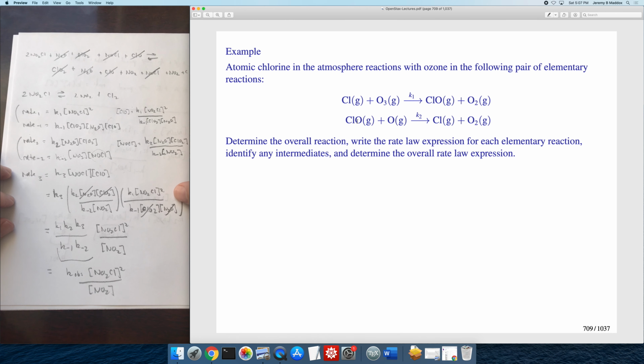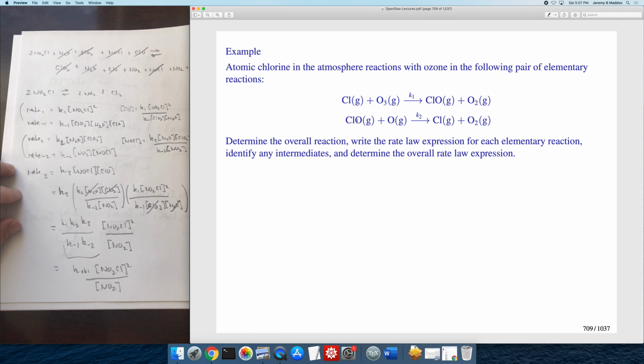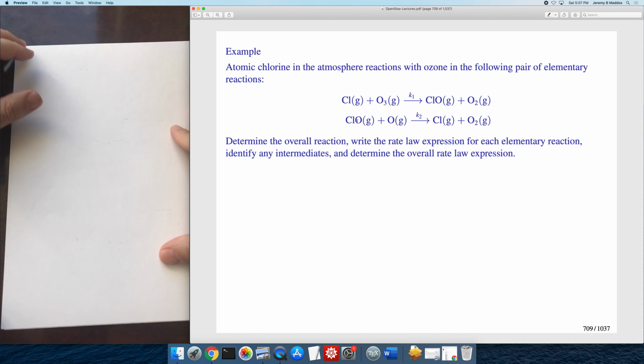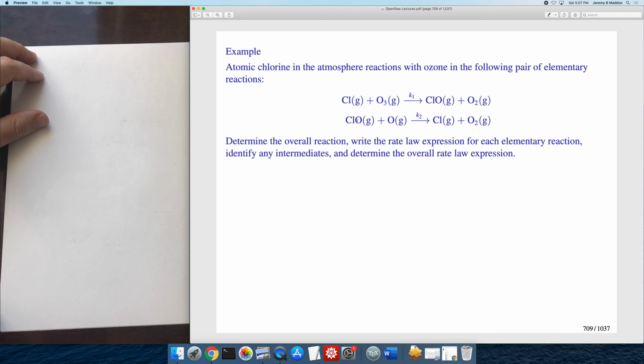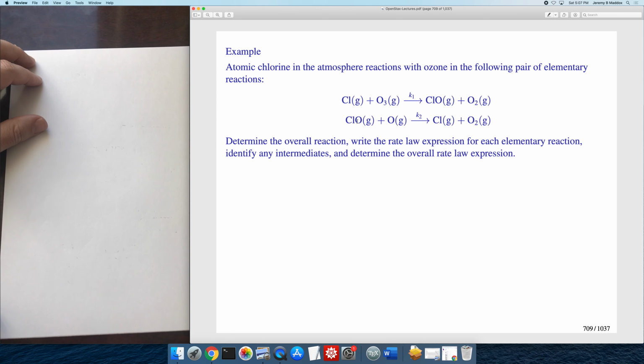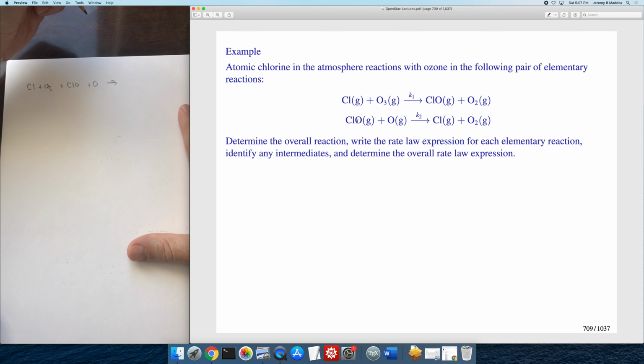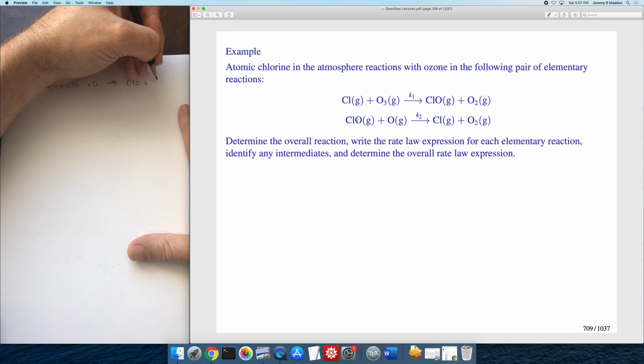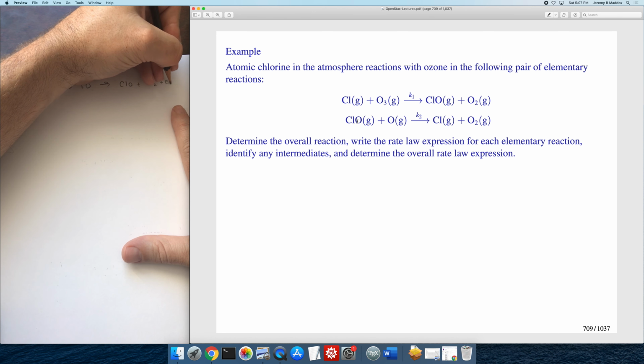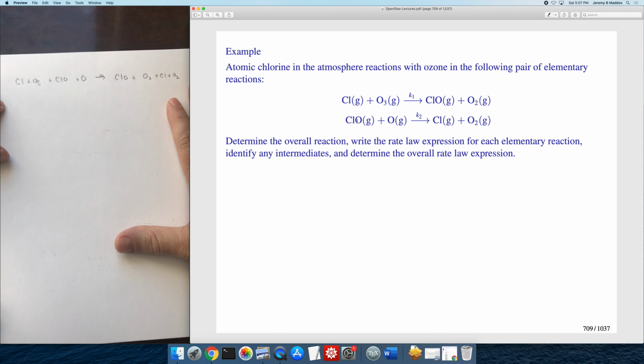Here's another example. This one's a little simpler, although I don't think I can work it because I forgot to show which one is fast or slow. We can do a couple of things with this problem. We can write out the overall reaction. So I can take the reactants and write them together: Cl plus O3 plus ClO plus O. Put all the products on the same side. Let's see what cancels out.